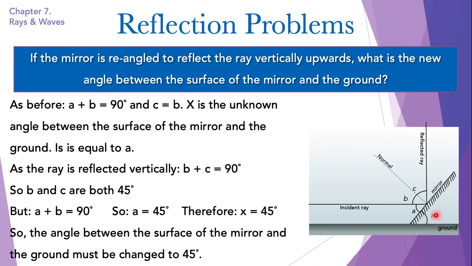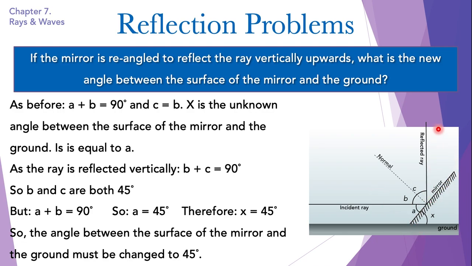So now angles A, B, C and X all have new values. But you can still see that the incident ray is parallel to the ground. We don't know the angle of A because we don't know the angle of the mirror. As before, A plus B is equal to 90, and C is equal to B. X is the unknown angle between the surface of the mirror and the ground. So X is equal to A.